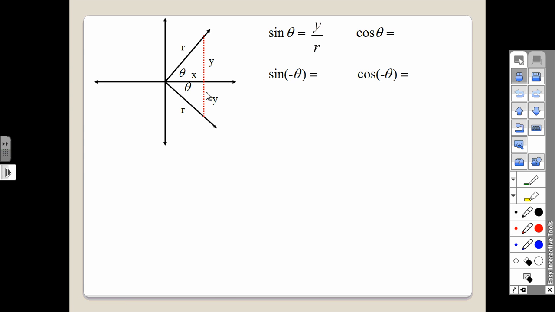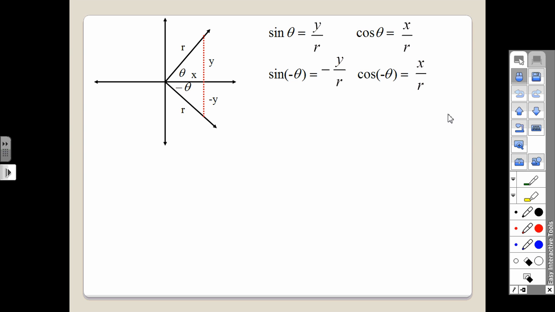Now if we go back down here into the fourth quadrant and we want to evaluate the sine of negative theta, now it turns into negative y over r. Okay, so that's interesting to see. Let's try it out with cosine. The cosine of theta is going to be x over r. And then looking down here in this bottom triangle in the fourth quadrant, the cosine of negative theta, well, that's also x over r. So that didn't change at all.